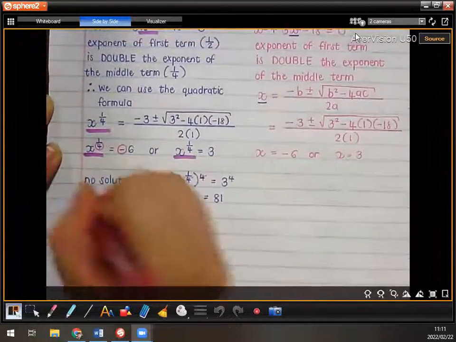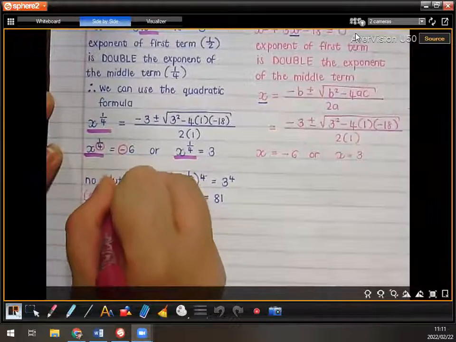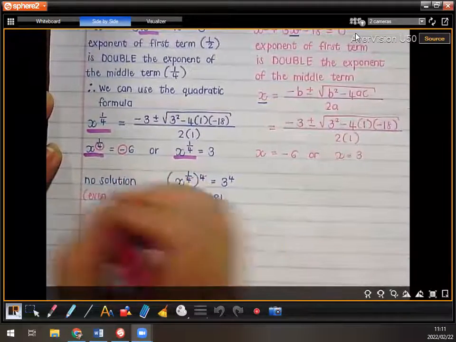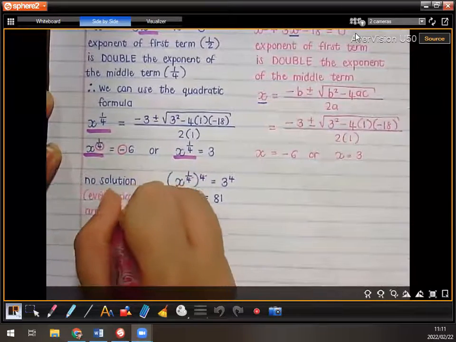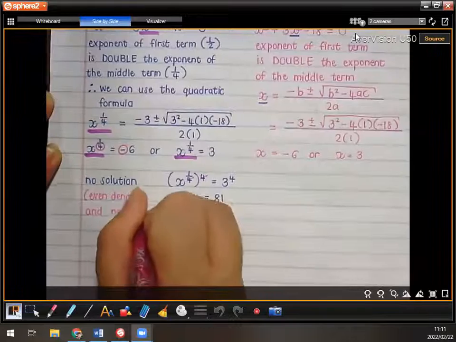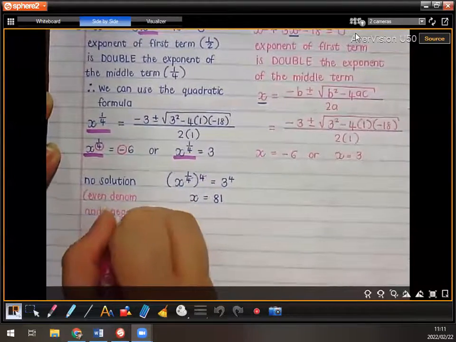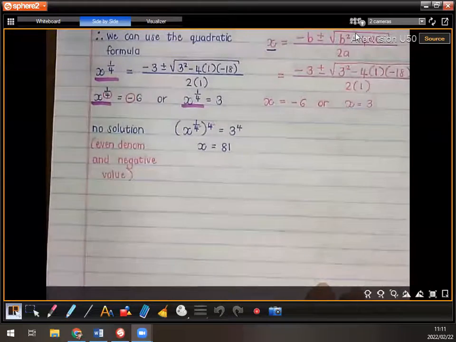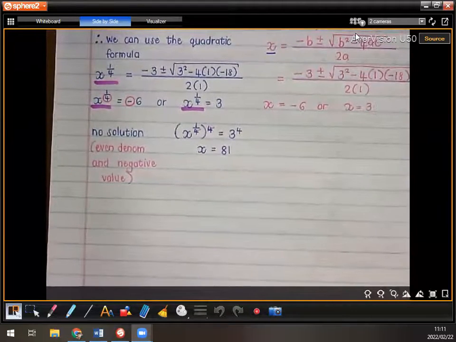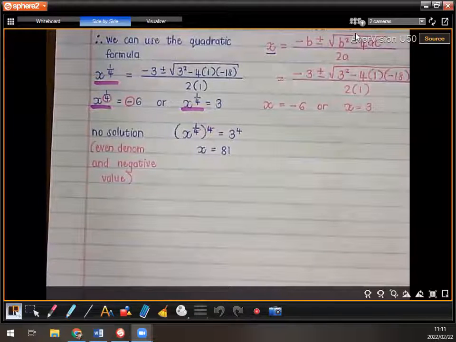I'm going to put in brackets in pink, even denominator and negative value. If you have that, then the answer for that will always be no solution. So guys, I suggest that you just kind of memorize that, like we've memorized now that if your numerator is even, you have to do a plus minus. Right? Now there's an extra thing that we must memorize. When the denominator is even, there's no solution. Okay.